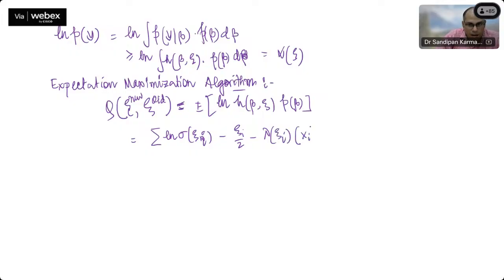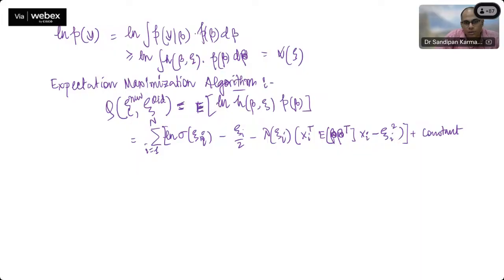then xi transpose, expected value of beta transpose, then xi, this is basically one row of that X matrix, minus xi square, plus some constant. So this is over i equals 1 to capital N. Is it okay? So in this way, I am finding out this particular Q function, which is the expected value of the joint distribution.